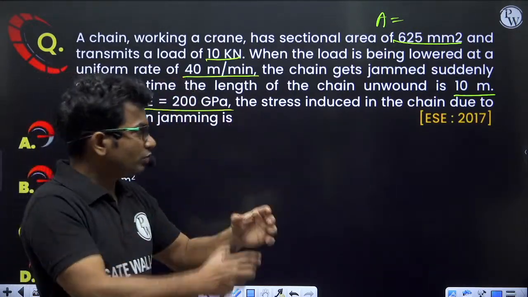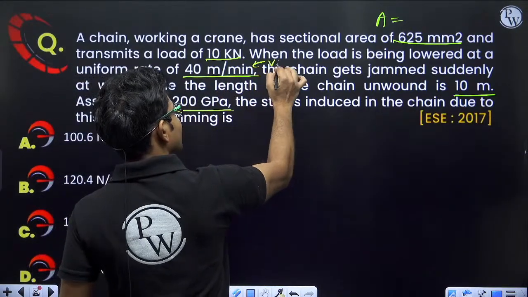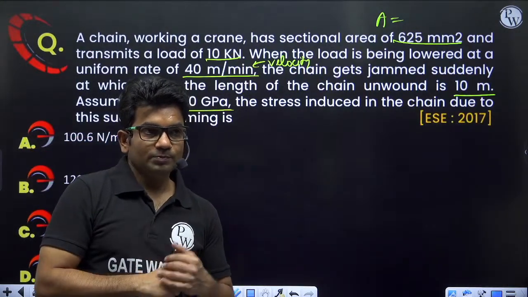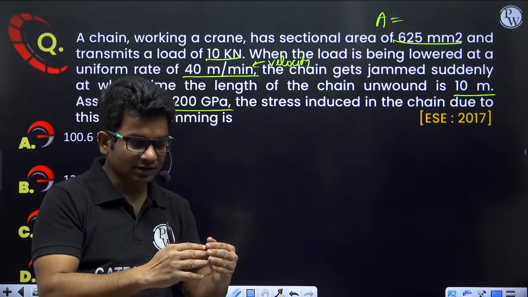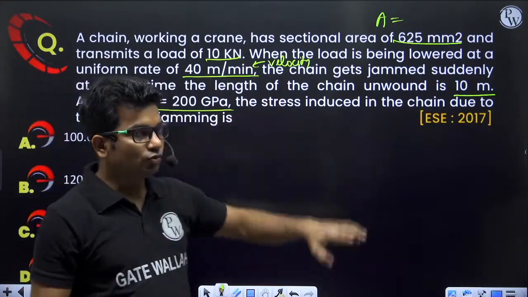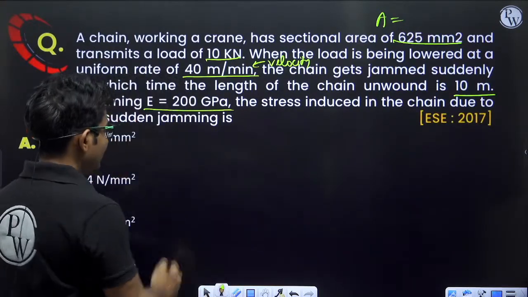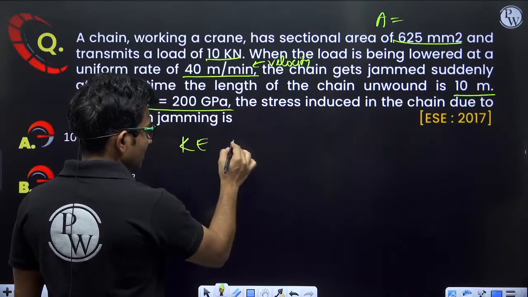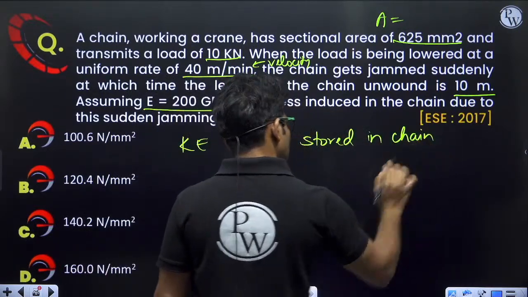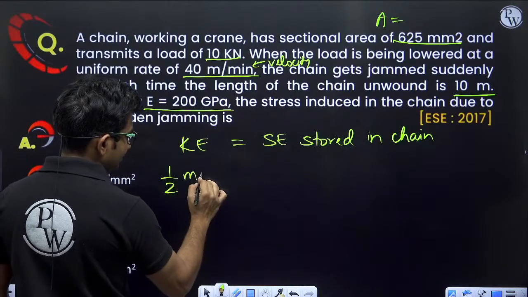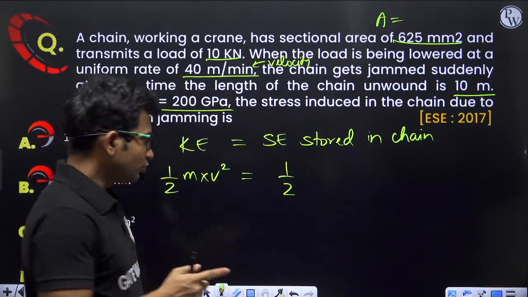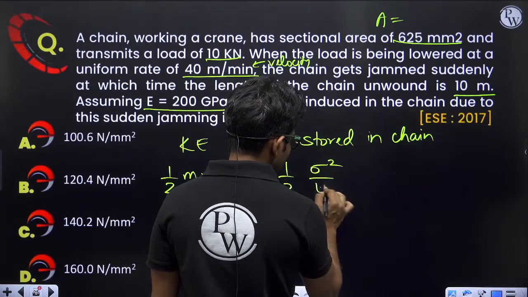Okay, so the load was lowered at 40 meter per minute. So this is the velocity, and suddenly it is stopped. So whatever was the kinetic energy, when suddenly it got jammed, that kinetic energy becomes zero, but that kinetic energy will be converted into strain energy stored in the chain. So kinetic energy lost will be equal to strain energy stored in chain. What is the kinetic energy? Half m v square. Strain energy stored is half sigma square upon E into volume.